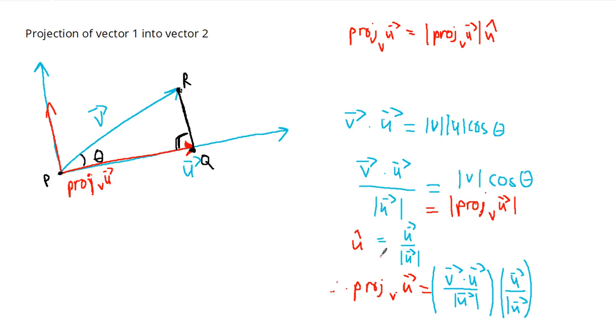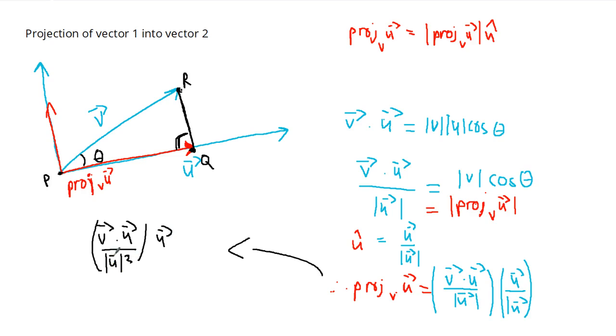And then the unit vector is just u divided by the magnitude of u. So then your final formula will be this, but you can actually simplify it and put it like this, right? v dot u times u over the magnitude of u squared.